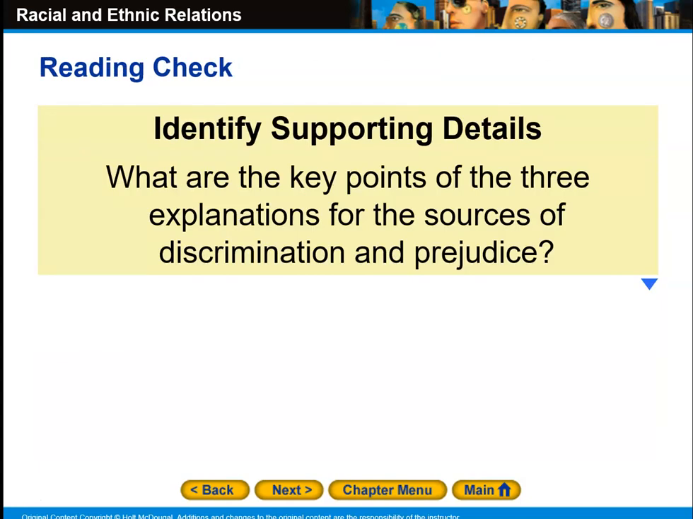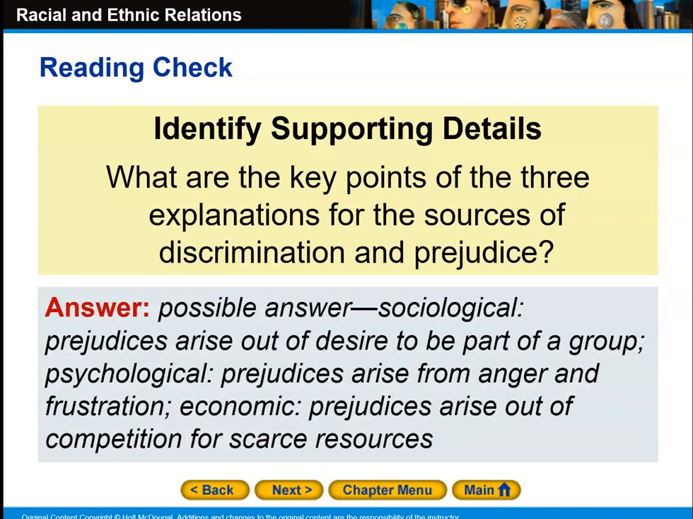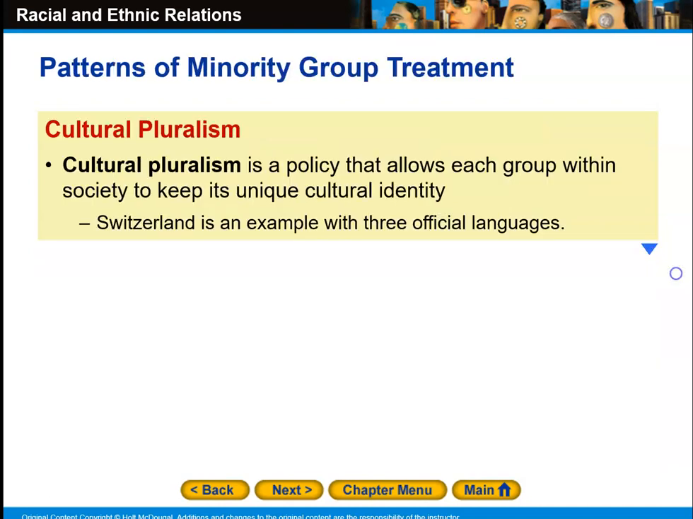So what are the key points of the 3 explanations of the sources of discrimination and prejudice? The possible answer is sociological prejudice arises out of the desire to be part of a group. Psychological prejudices arise from anger and frustration. Economic prejudice arises out of competition for scarce resources.